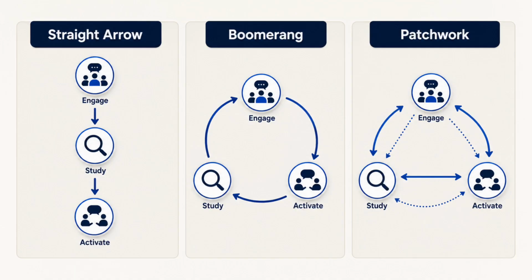Imagine beginners learning can and can't. You engage students with robot pictures. You study the form and pronunciation. Then students design a dream robot and present what it can do. That is straight arrow. The second sequence is Boomerang.